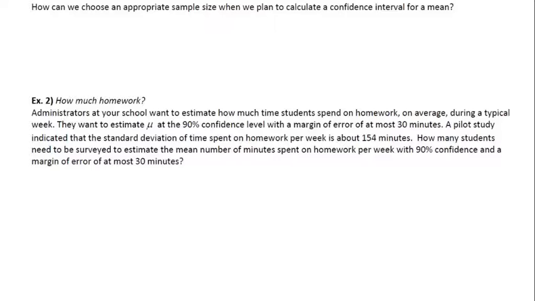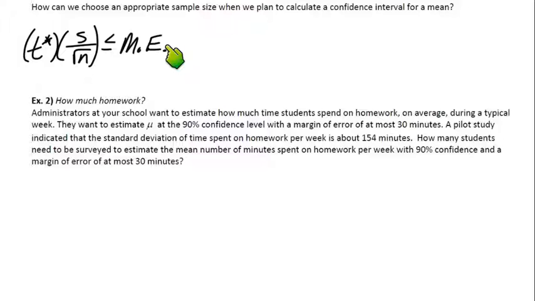Okay, and for the last part of these notes, we did this for proportions. How are we going to do this for means? It says, how can we choose an appropriate sample size when we plan to calculate a confidence interval for a mean? So basically, how can we solve for n? So here's our formula for margin of error. That plus minus piece was t star times s over square root of n.